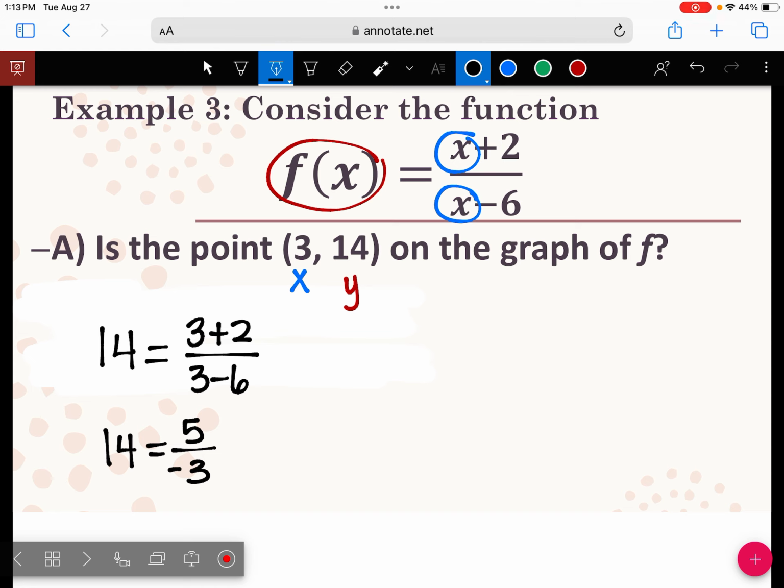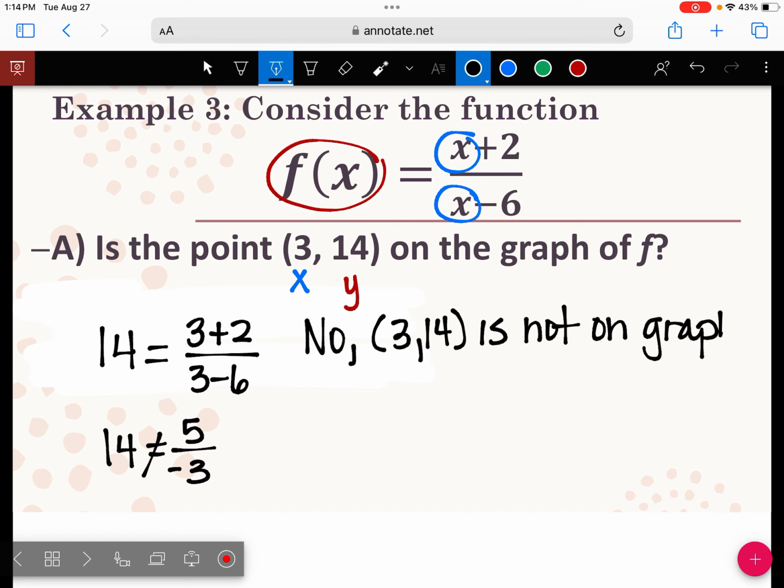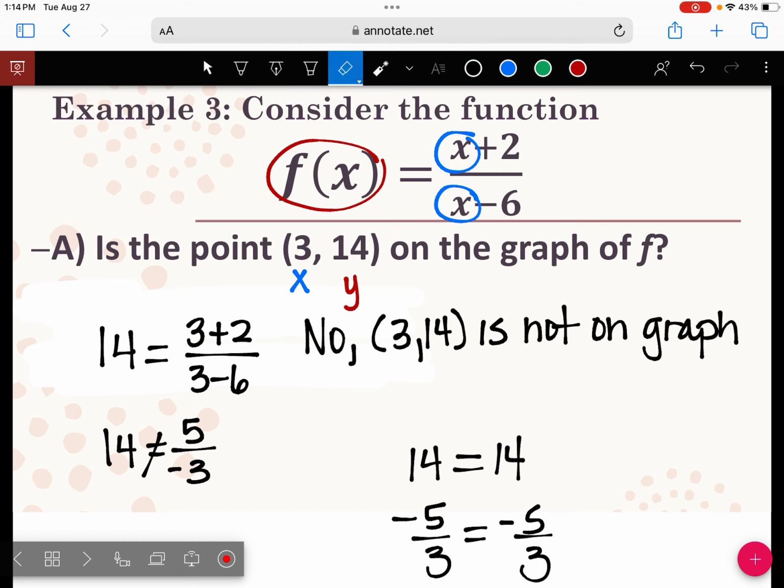Is that true? Does 14 equal 5 over -3? No, this is false. So because this is false, the answer is no. That point is not on the graph. Now, if we were to get something like 14 equals 14, or -5 over 3 equals -5 over 3, then it would be a yes. It has to be a true statement for it to be yes. And that is part A.